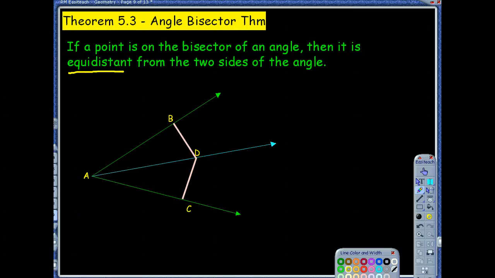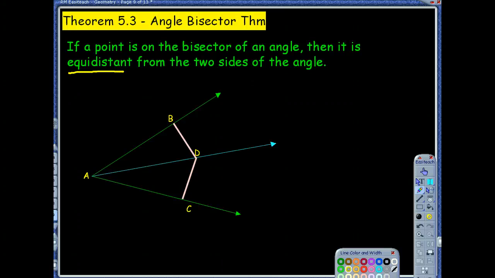I want you guys to realize that the definitions of these two terms, angle bisector and perpendicular bisector, talk about pieces being congruent because it's bisecting or forming two congruent parts. But these theorems talk about pieces being equal. So be careful with the difference between these.